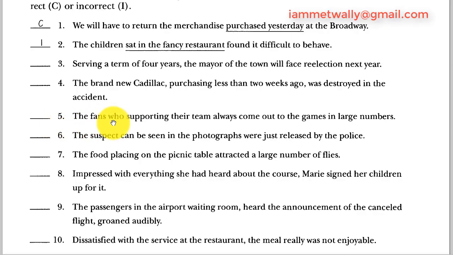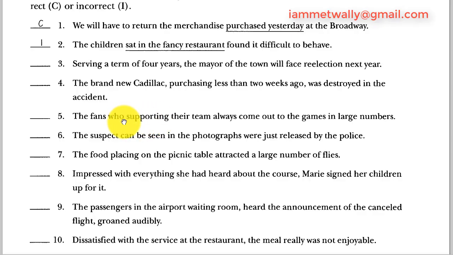5. The fans who supporting their team always come out of the game in large numbers. The fans, subject, who is a connector, and it defines this. Supporting, no, I have who, then I have ing. This doesn't work.